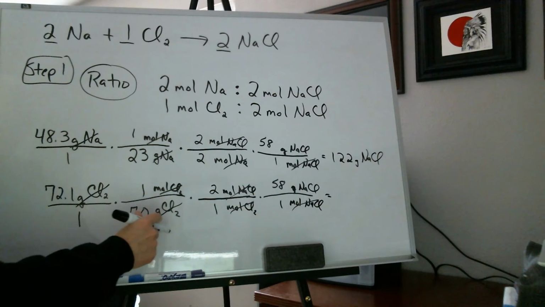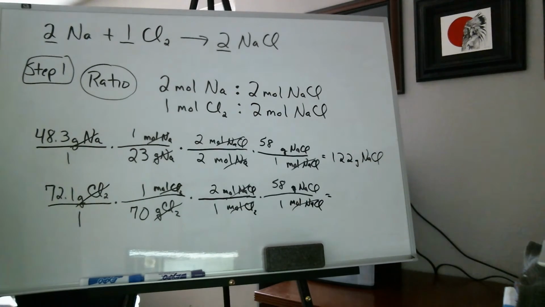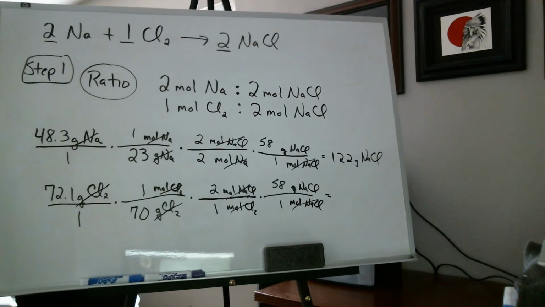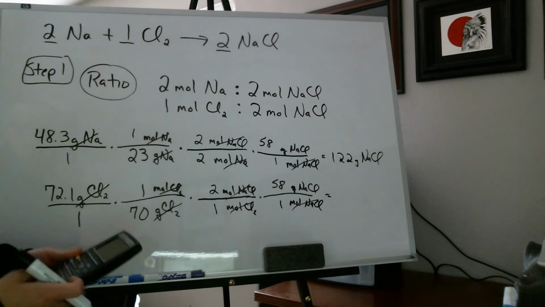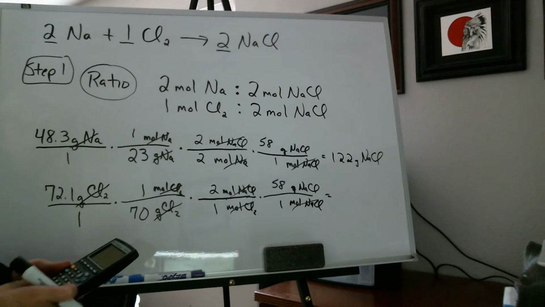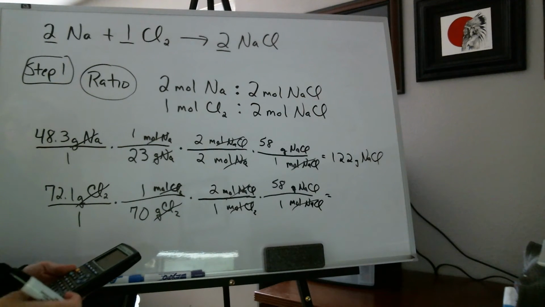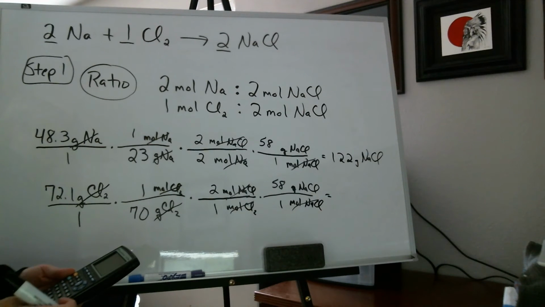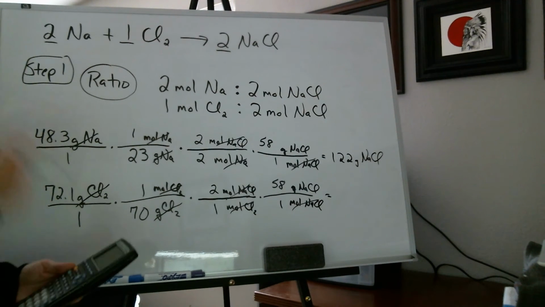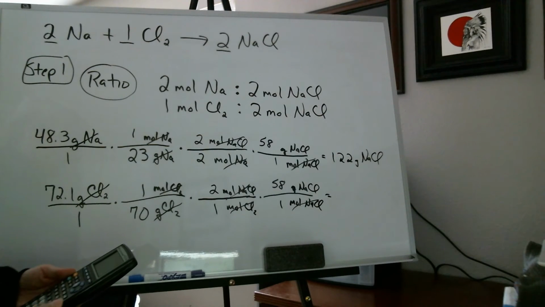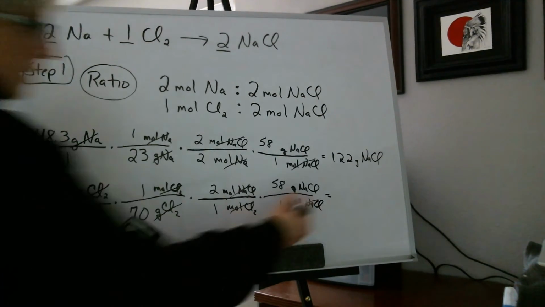And then down here, when I multiplied across the numerators, divided by 70, oh, you know what? I need to actually do that one. Let me actually do that one along with you. So 72.1 divided by 70 times 2 times 58. I got 119. I'm just rounding to the nearest whole number. So I got 119.